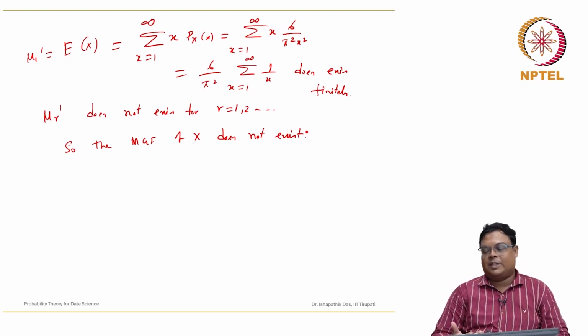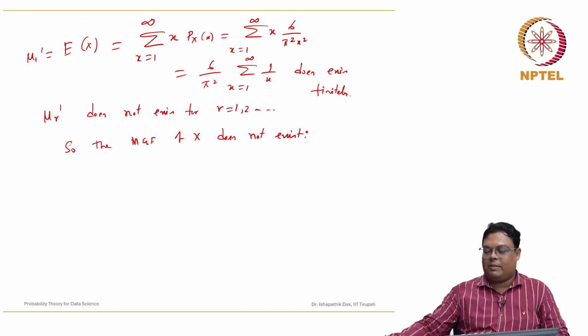There may be some other examples also where the moment generating function does not exist. Whenever the moment generating function does not exist and we want some similar property, there is a different definition. Another function, known as the characteristic function.